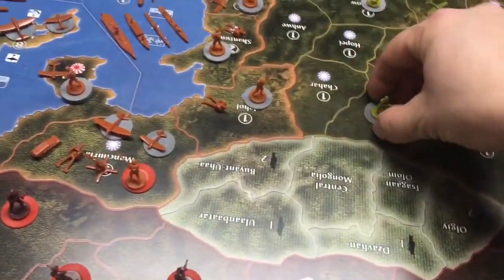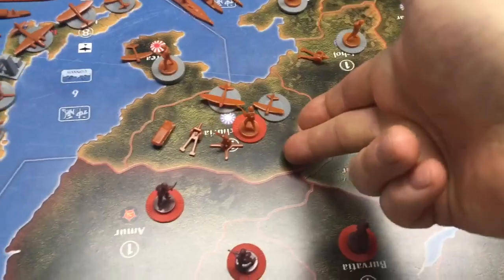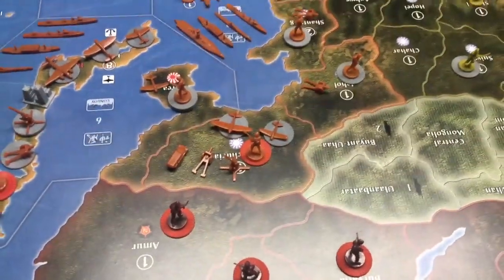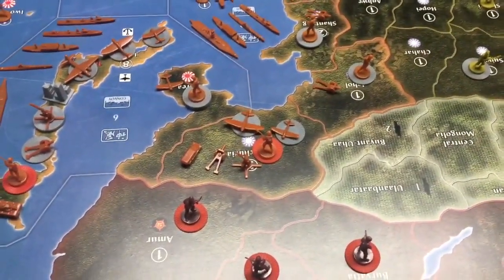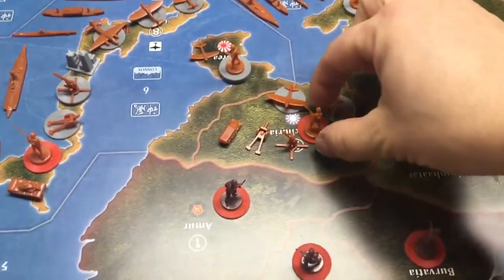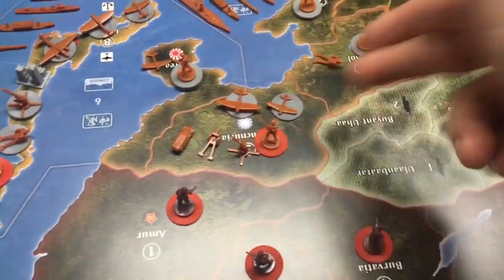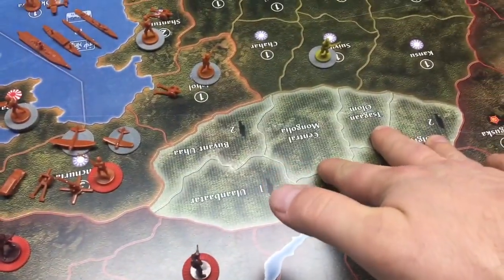I'll tell you now how it gets negated. Russia comes in here and attacks a controlled territory. It doesn't have to be originally controlled, okay, but a controlled territory of Japan, and they come in here and they attack Manchuria. That is going to negate the Mongolian rule.